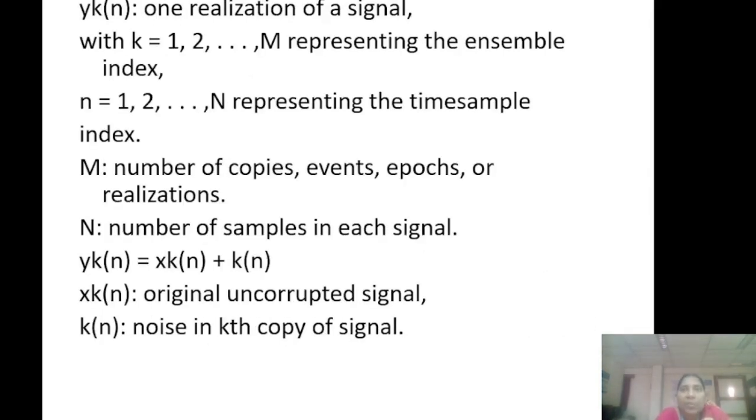To explain this, let us consider y_k(n) as one realization of a signal, where k equal to 1 to M represents the ensemble index, n equal to 1 to N represents the time sample index, and M represents the number of copies or events or epochs or realizations. N represents the number of samples in each signal. The realization of a signal is represented as y_k(n) = x_k(n) + η_k(n). x_k(n) is the original uncorrupted signal, and η_k(n) is the noise signal.